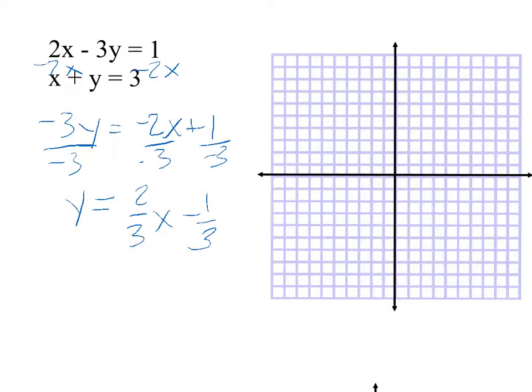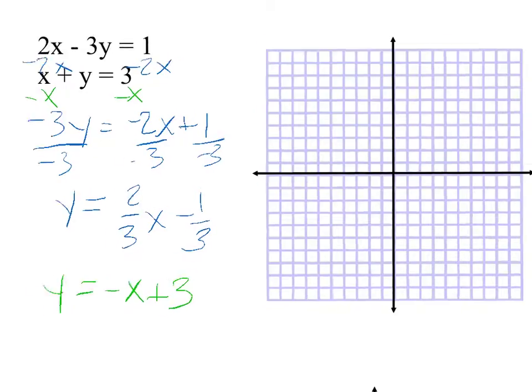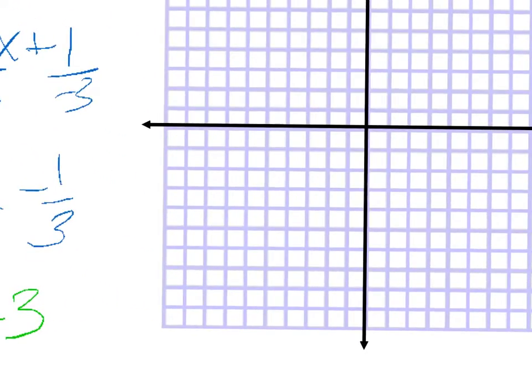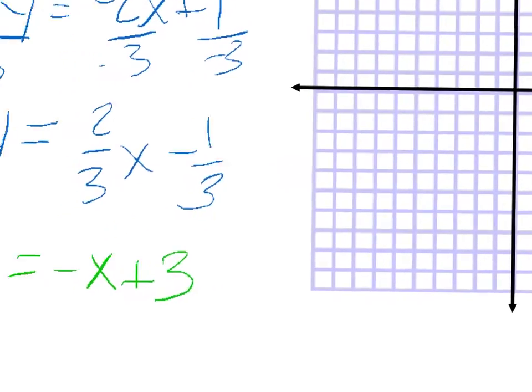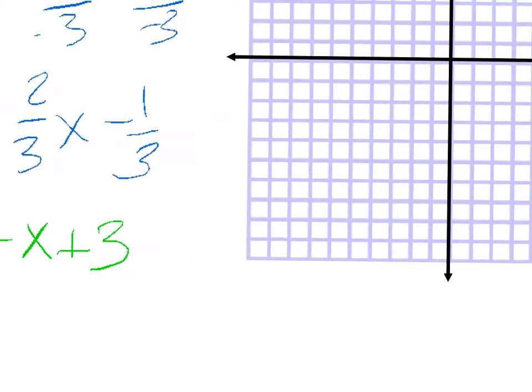And then my other one, let's do that one green. I'm going to move the x over so I get y equals negative x plus 3. So let me again make this bigger so that I can see easier. And my y-intercept is negative 1/3 and my slope is 2/3 in blue. So I get negative 1/3.